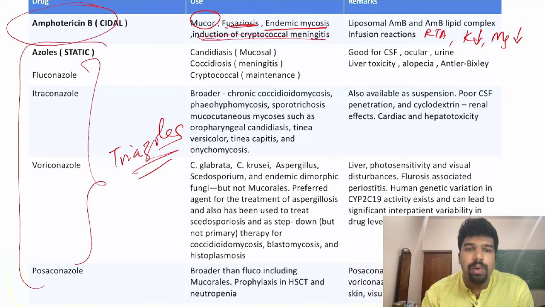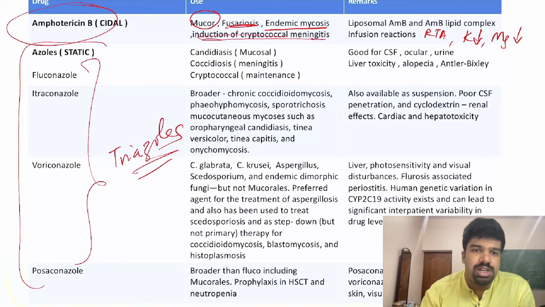It also causes alopecia and liver toxicity. At the same time, remember that some amount of link is there between fluconazole and Antley-Bixler syndrome. Antley-Bixler phenotype is basically a craniosynostosis skeletal dysplasia that is present in certain patients. Okay. It is linked with that.